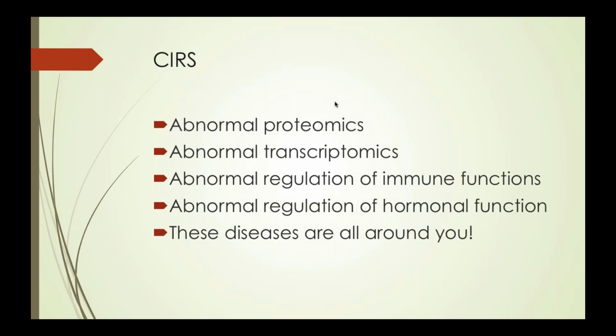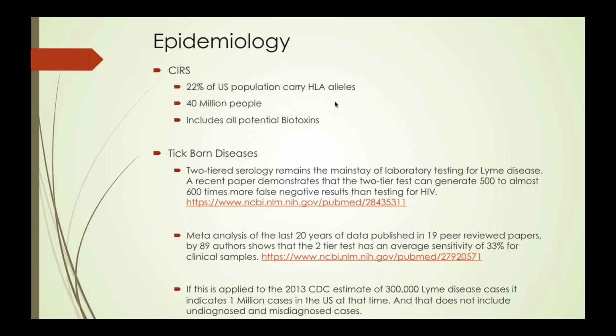These diseases, these problems are all around you, and probably at a frequency that you might find surprising. It turns out that about 22% of the population carry those HLA alleles. That means 40 million individuals within the US population. And this includes all biotoxins, meaning that what turns on this inflammation? Usually it's an organism or a fragment of the organism to some degree.